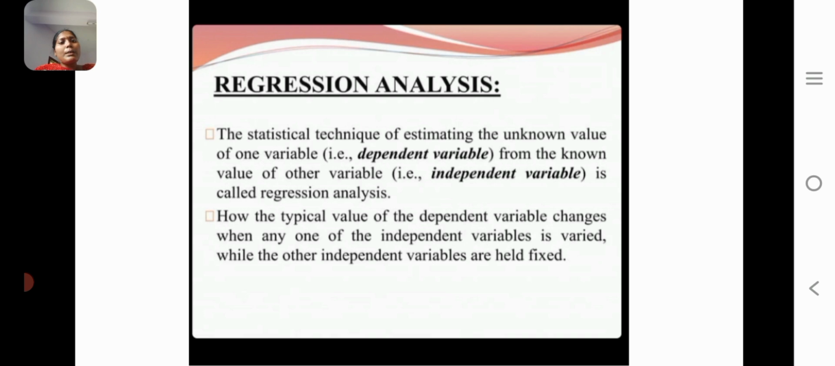Then, how the typical value of the dependent variable changes when any one of the independent variables is varied or changed, while the other independent variable is also changed, because the independent variable depends on the dependent variable quantity.